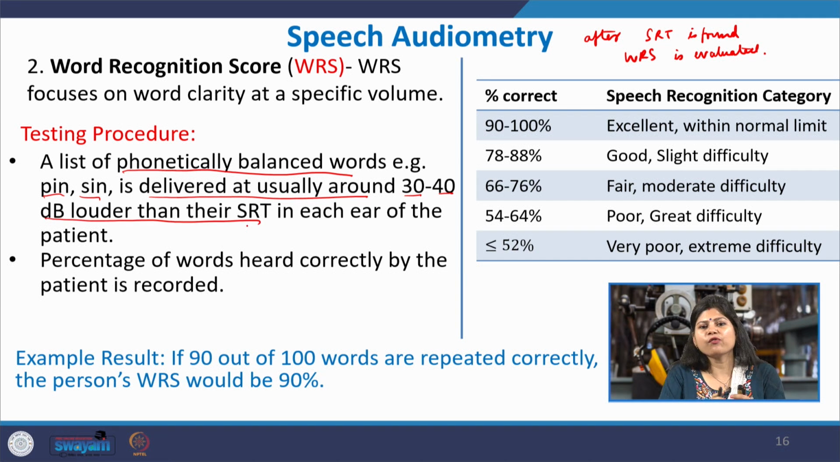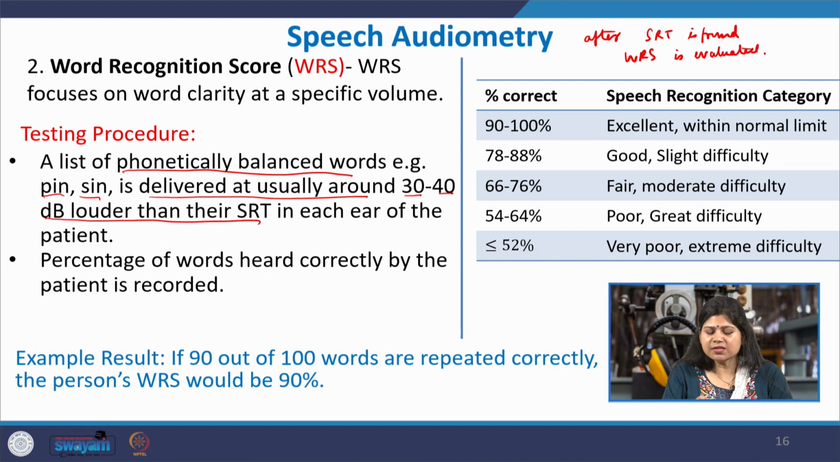Once we have ascertained the minimum threshold at which 50% of the two-syllable words are guessed correctly, we then place different single-syllable words, which are more difficult to distinguish. They are played at a level of 30 dB above the SRT, or 40 dB in case the hearing loss or the SRT curve is quite sloping in nature.